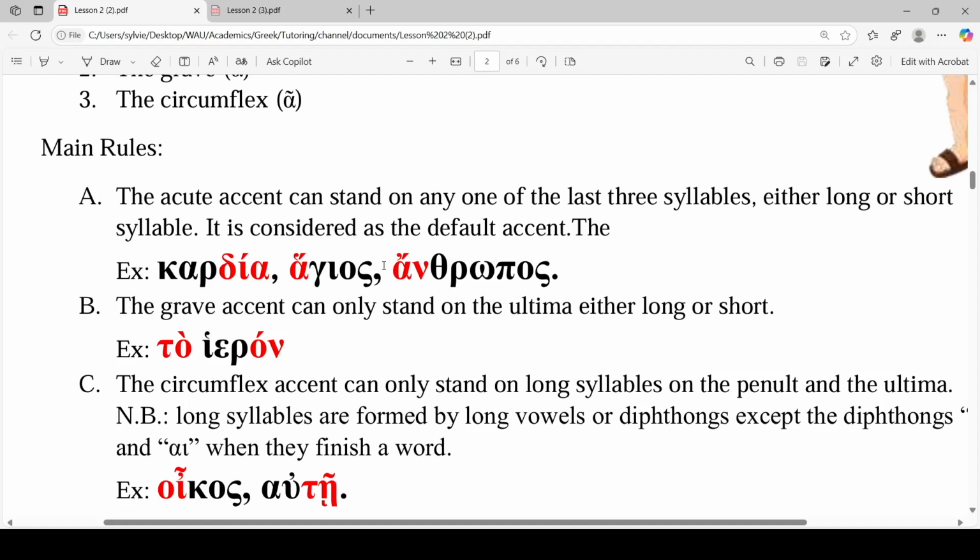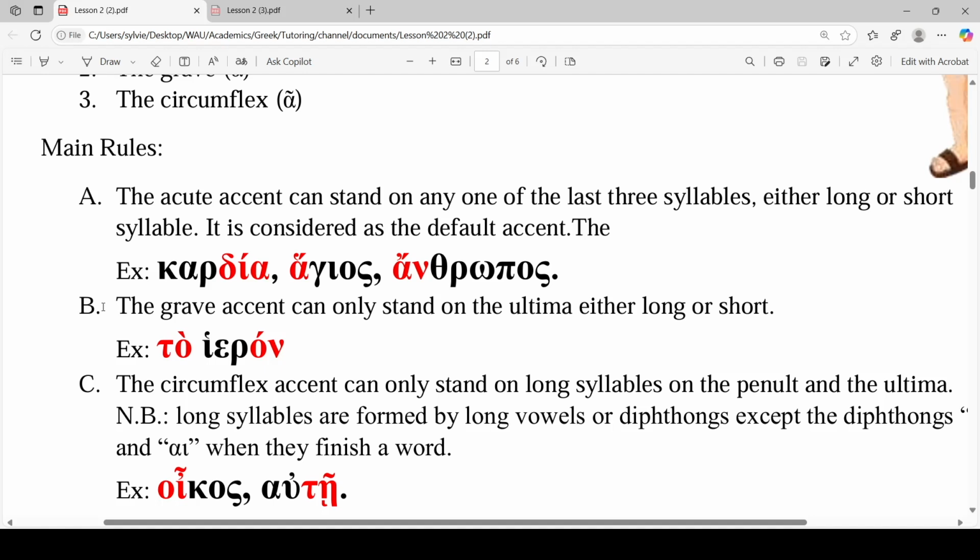Anthropos. Okay? So I put them in red for you so that you can identify the accented syllables before you get used to it and be able to pronounce any Greek word without variation of color in the letters.